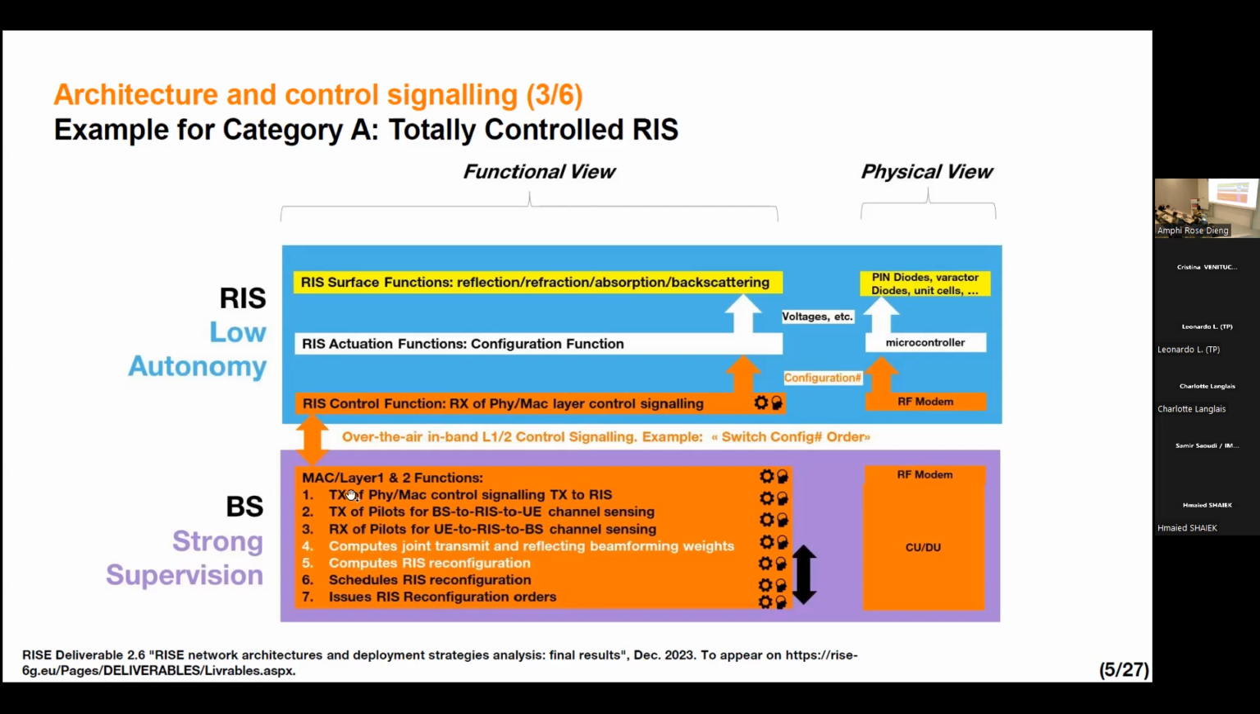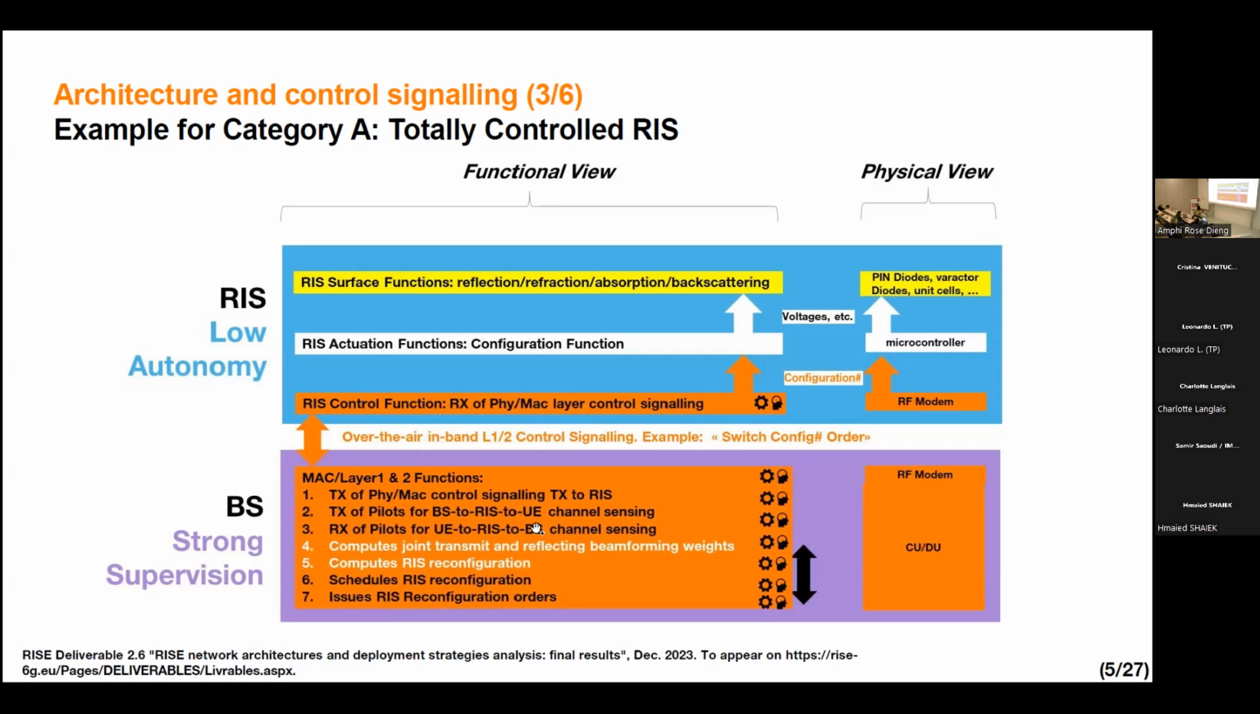And here is an example where all control functions are located at the base station. I'm not saying that it is the only architecture. It's an example that often pops up in the literature. So what is the base station doing? It's transmitting and receiving control signaling to and from the RIS.